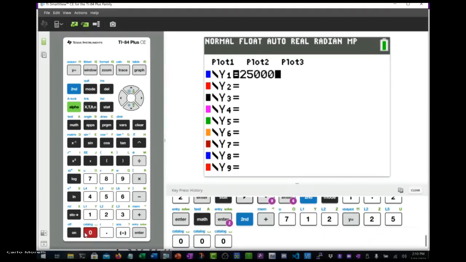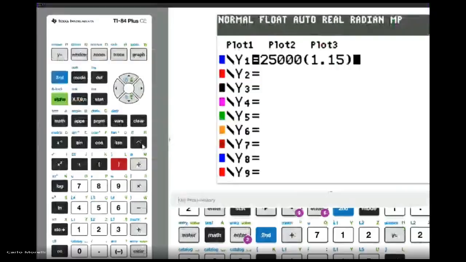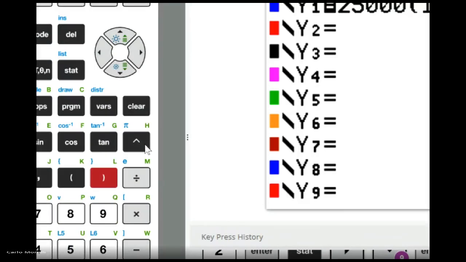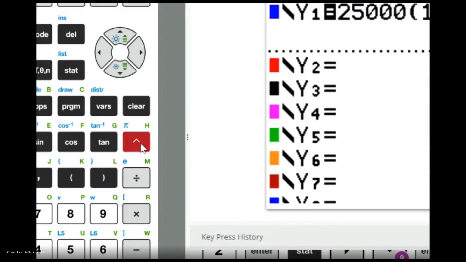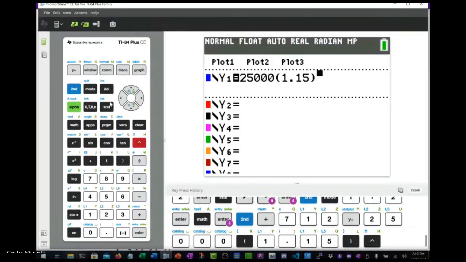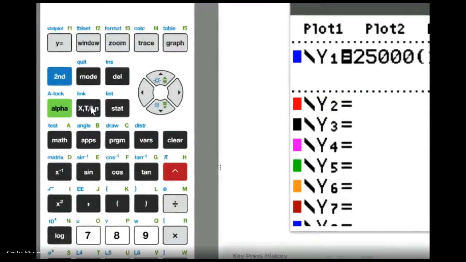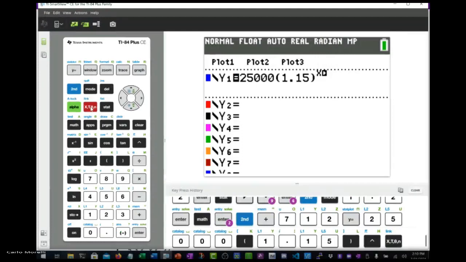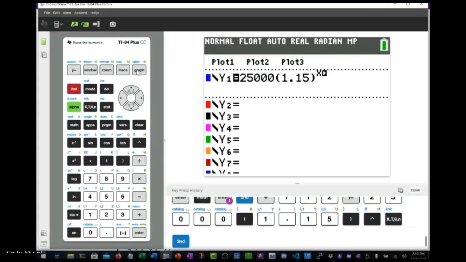Well, let's let people catch up. And then I hit the open parentheses and then 1.15. Close the parentheses. And then you got to hit this symbol here. What do we call that? What do you call it? House? Carrot? Roof? You know what it is. Now, what do I put here? X. Okay, now you're going to hit second graph.